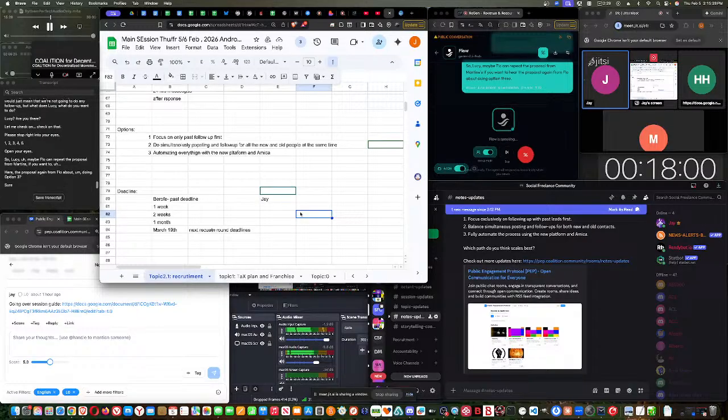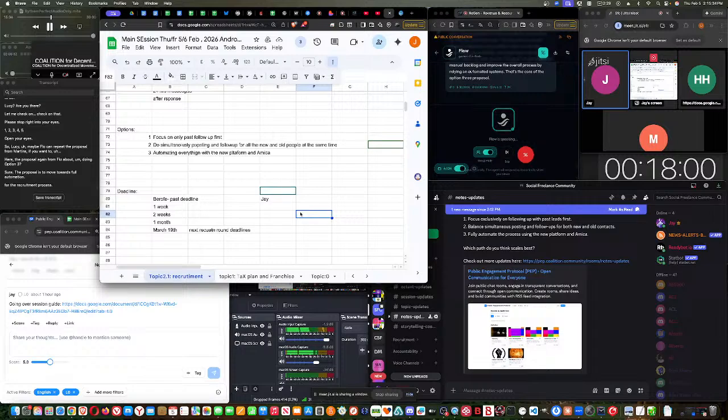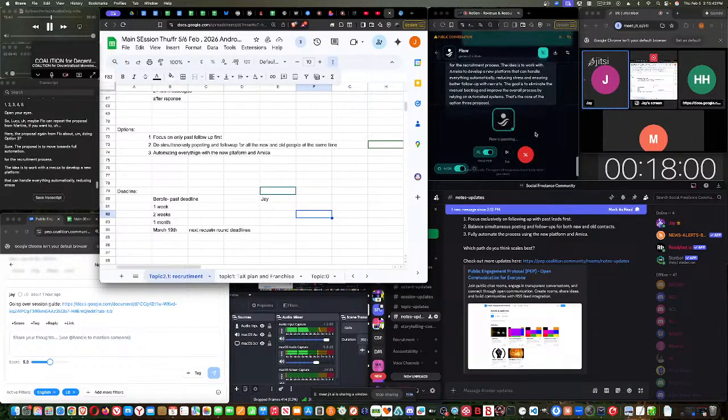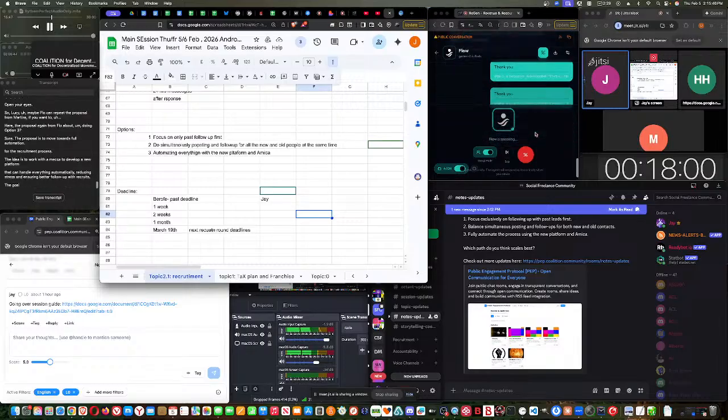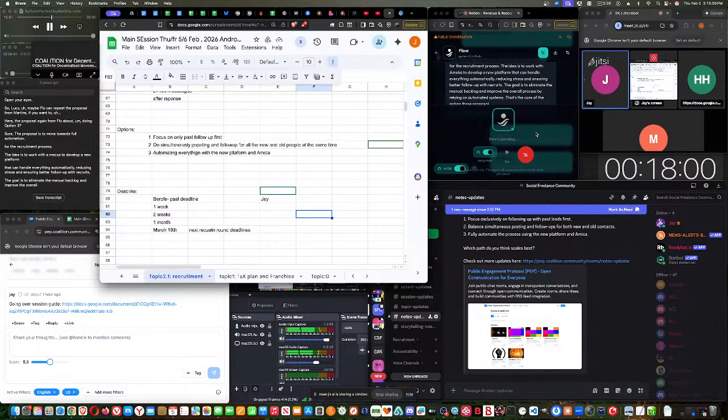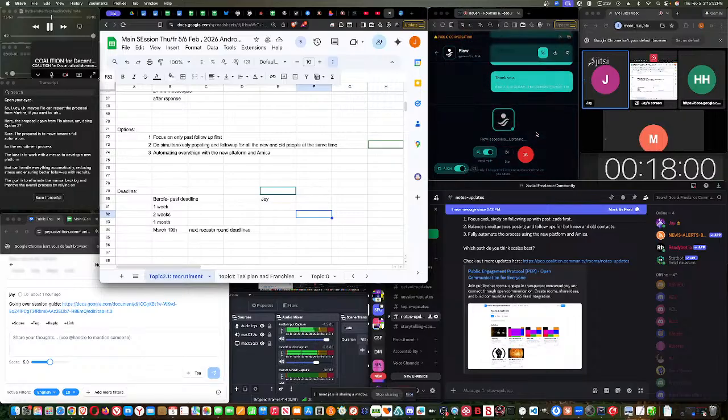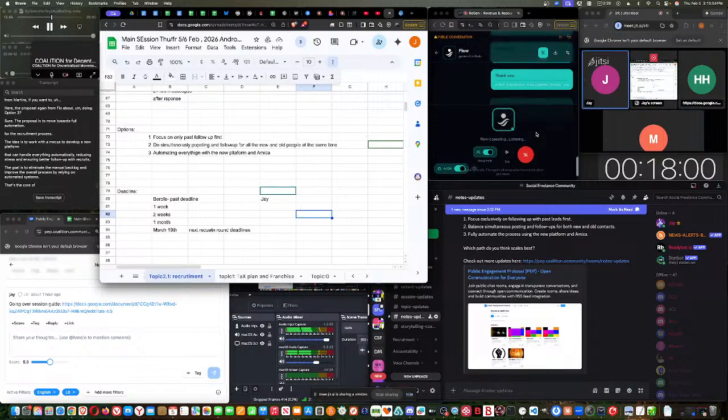Sure. The proposal is to move towards full automation for the recruitment process. The idea is to work with Omeka to develop a new platform that can handle everything automatically, reducing stress and ensuring better follow-up with recruits. The goal is to eliminate the manual backlog and improve the overall process by relying on automated systems. That's the core of the option 3 proposal.